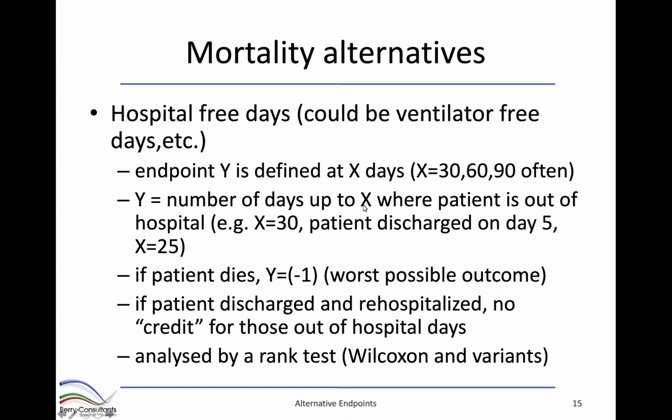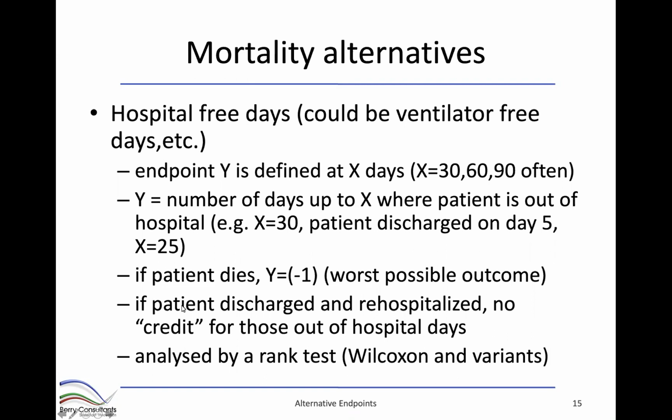I'm going to say 30 just for an example, but the number of days up to 30 where the patient is out of the hospital. So if you're looking out to 30 days and the patient was discharged on day 5, then they've had 25, this should be a Y, 25 free days. In order to make sure that this endpoint incorporates mortality, if the patient dies, we assign Y equal to -1. So that's the worst possible outcome. It's lower than 0, so it's worse than being hospitalized the whole time.